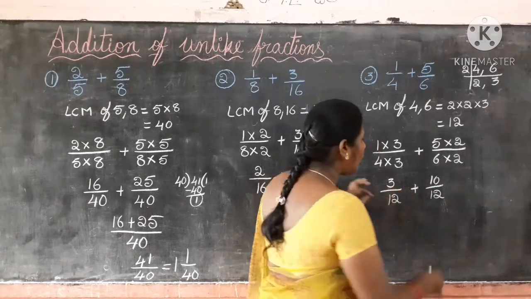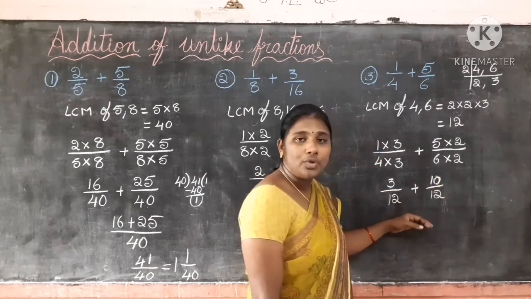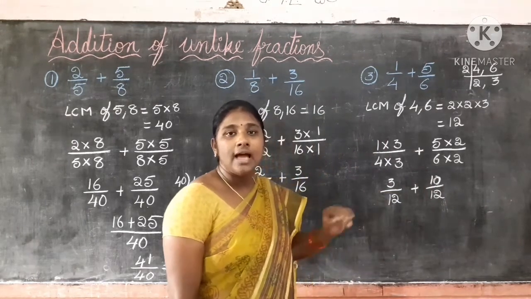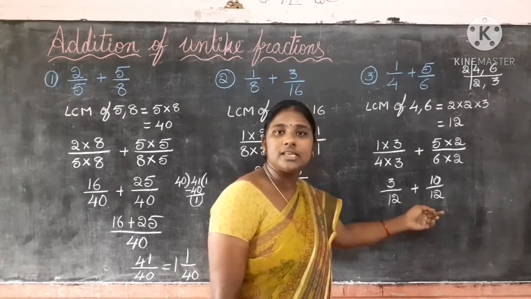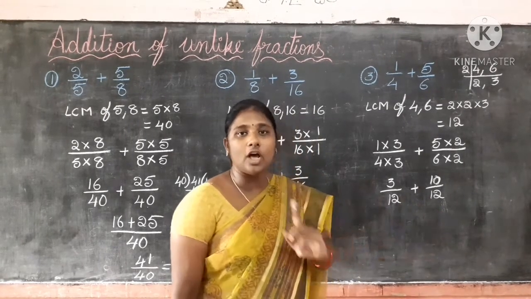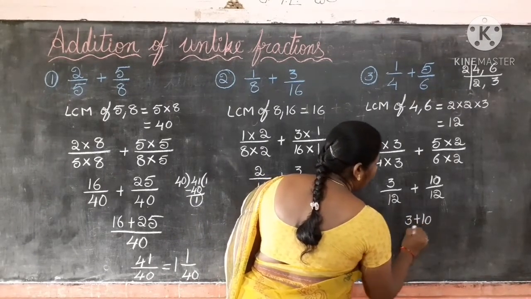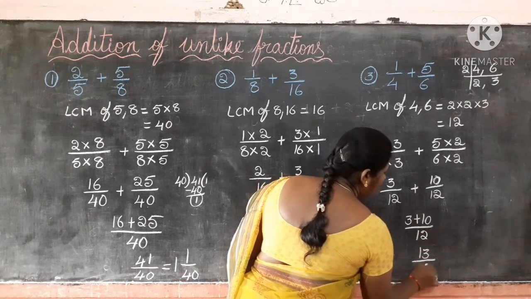So these two will be like fractions. So how we do the addition of like fractions? Adding the numerators and one common denominator. Denominators are same. So we have to take one denominator. Add the numerators 3 plus 10 by 12. 3 plus 10, 13 by 12.